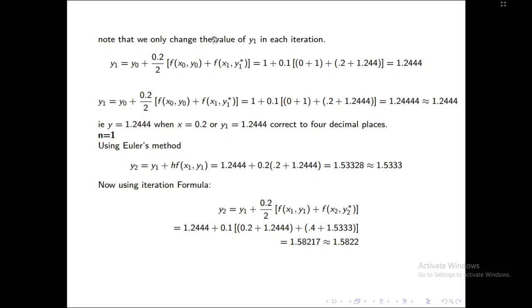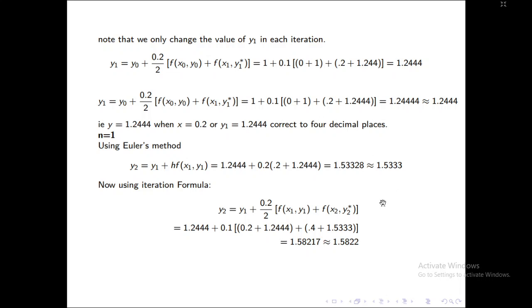Now this is the method to calculate the value of y2. We start with calculating the value of y2 using Euler's method as y1 plus h into f of x1, y1, which is equal to y1, 1.2444, plus 0.2 into 0.2 plus 1.2444. So using the value of y1 obtained in our first iteration method, we calculate the value of y2, and it is approximately equal to 1.5333.